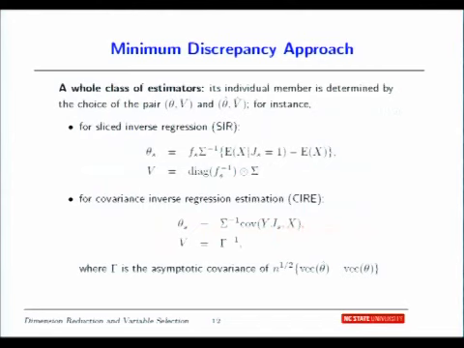Here, just one more quick note. This family represents a whole class of estimators. Its individual members are determined by the choice of those pairs theta and V, and correspondingly theta hat and V hat. So I'm not going into the details of the rest of this slide, but I just want to point out, for instance, for sliced inverse regression, we can choose a specific theta and V matrix. For this CRE, we have another choice of theta and V.